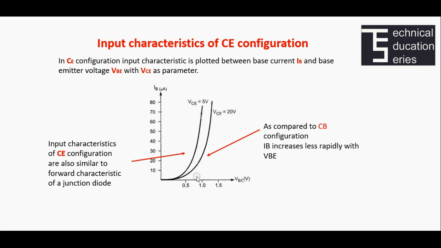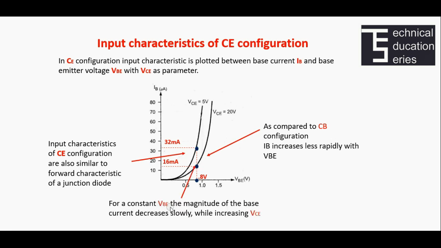For this purpose, we will take a particular value of VBE, 0.8 volt, and see the corresponding current on each curve. Here the current at 0.8 volt of VBE on VCE 5 volt curve is 32 microampere, and the current for the same VBE on the VCE 20 volt curve is 16 microampere. It indicates that for a constant VBE, the magnitude of the base current decreases slowly while increasing the VCE. It is due to the early effect.